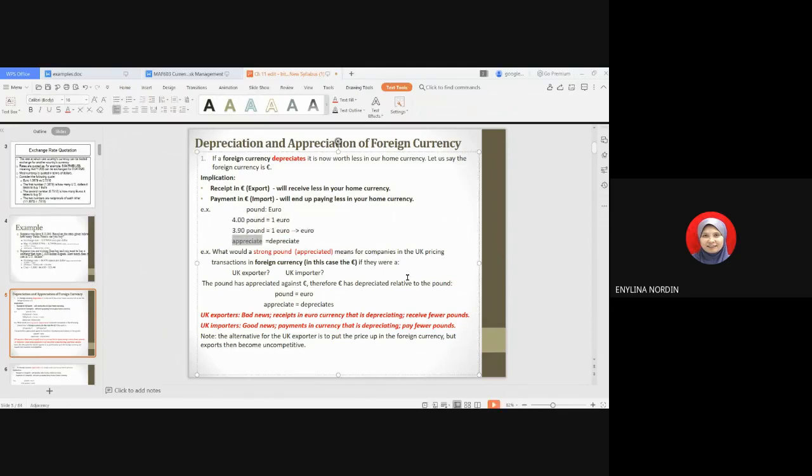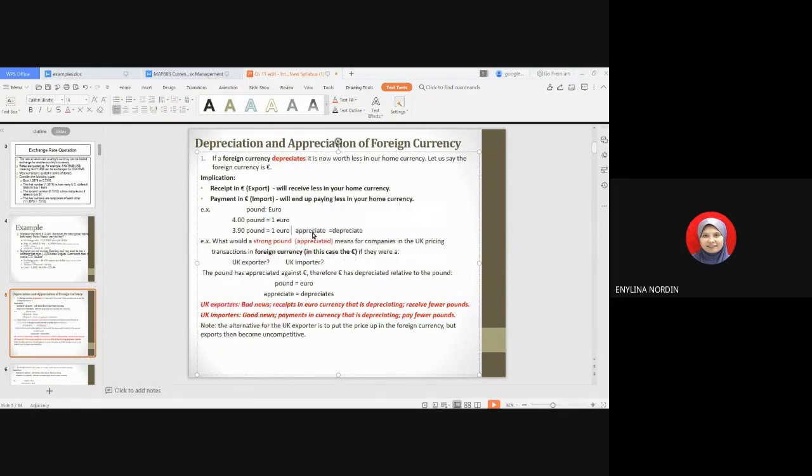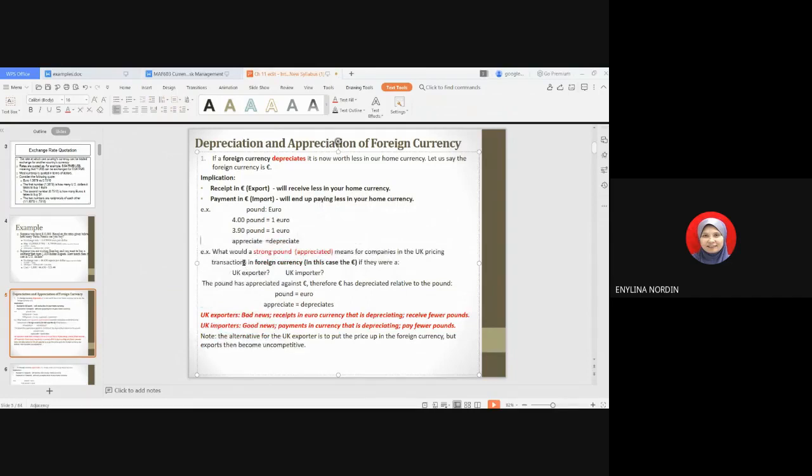Okay, for example, I'll give you here, right, let's say 1 euro equals 4 pounds. Okay, this is the current currency. So let's say in the following days, or following weeks, you found that 1 euro now becomes 3.9 pounds. So that means in order to get 1 euro, you have to pay less pounds. Okay, so that means 1 euro becomes cheaper now.